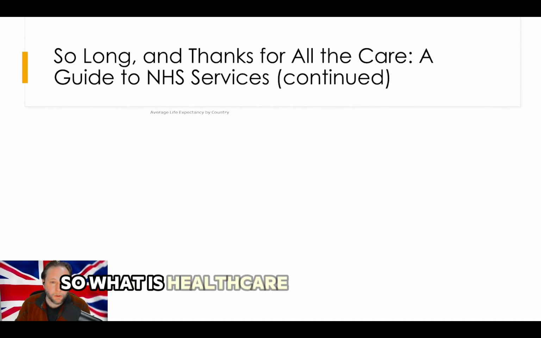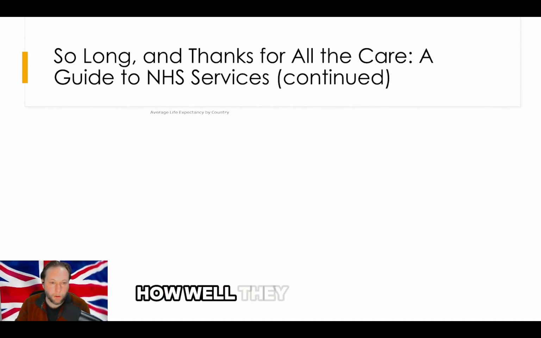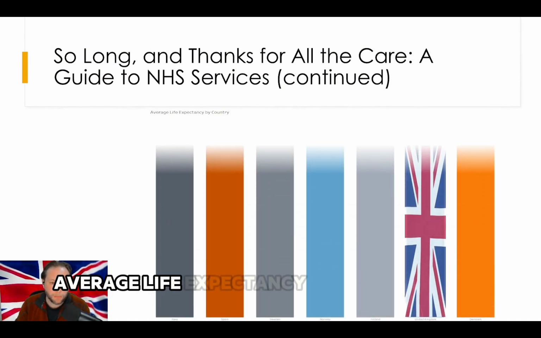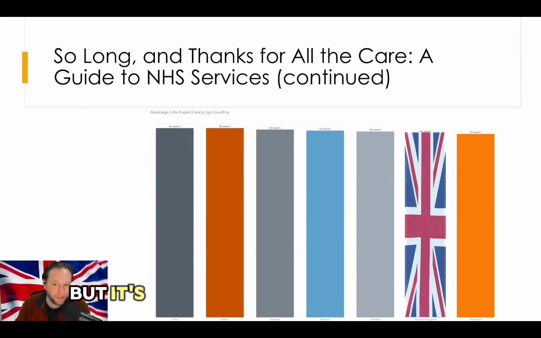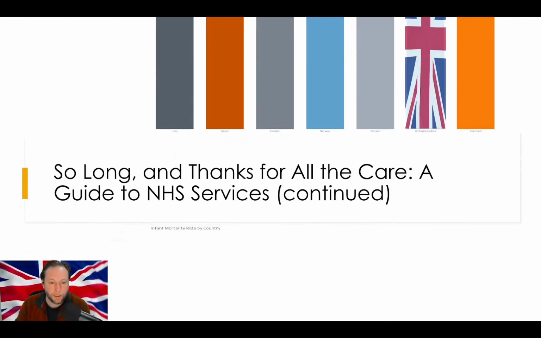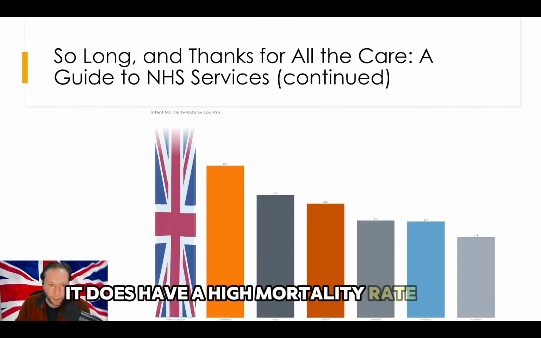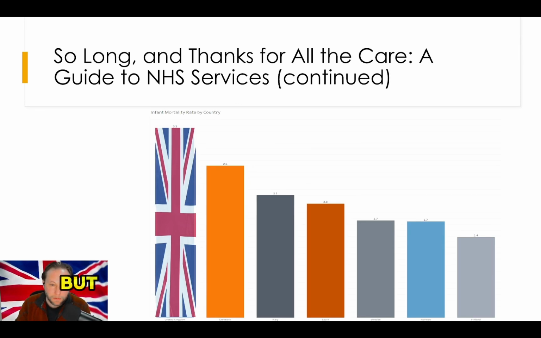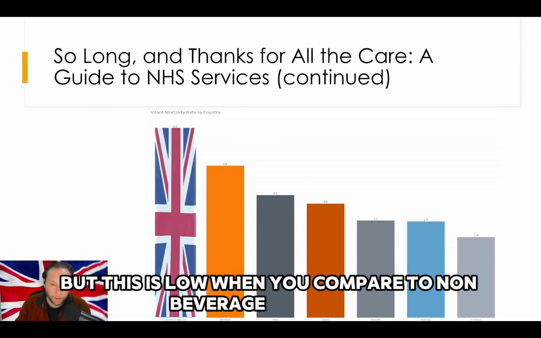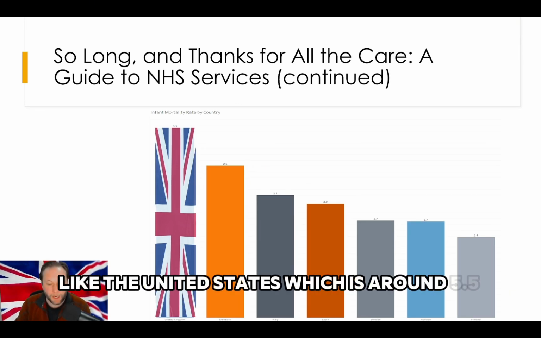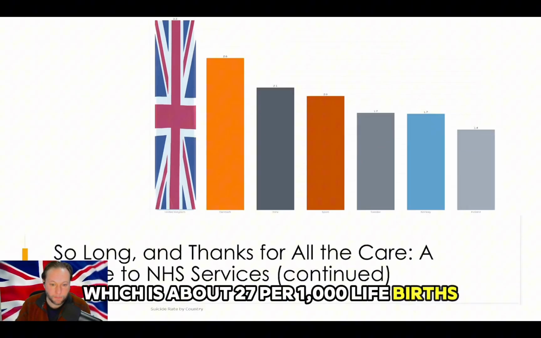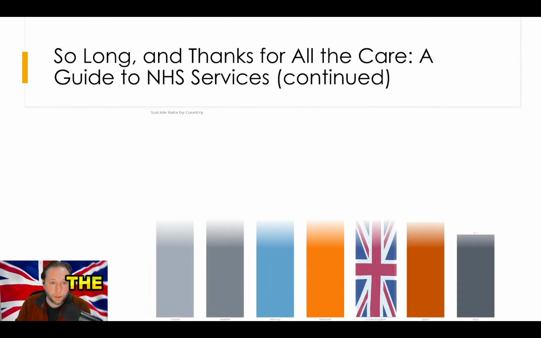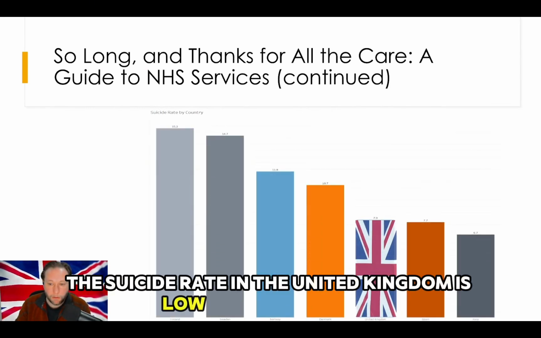So, what does healthcare look like in the UK? How well are they doing? Well, average life expectancy in the UK is one of the lowest of Beveridge Model countries, but it's around the average of 82 years. It does have a high mortality rate of 3.3, but this is low when you compare it to non-Beveridge countries like the United States, which is around 5.5, and India, which is about 27 per 1,000 live births. Overall, though, the suicide rate in the United Kingdom is low at 7.9 per 100,000.